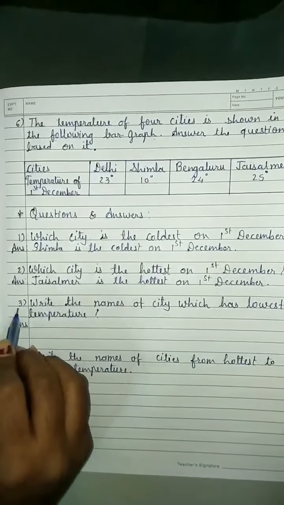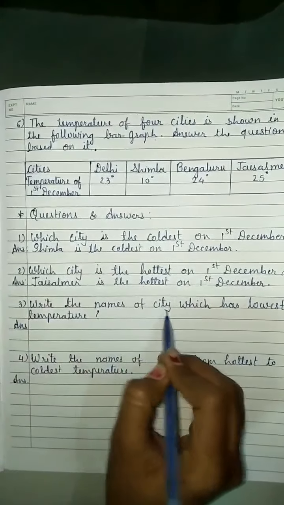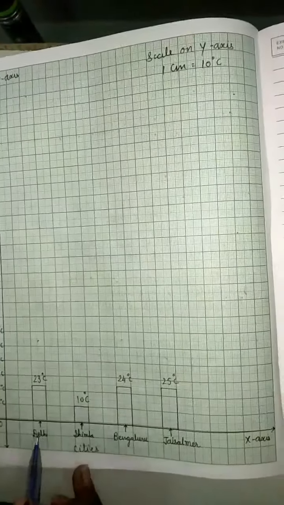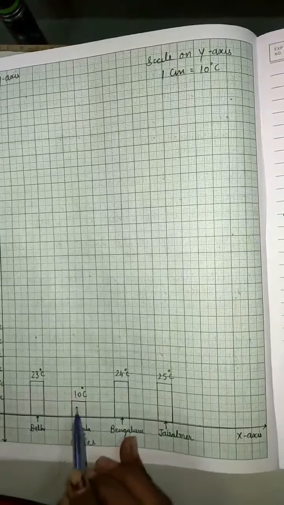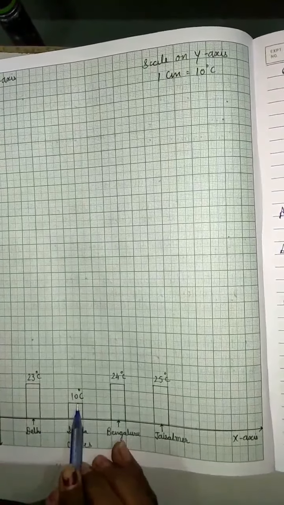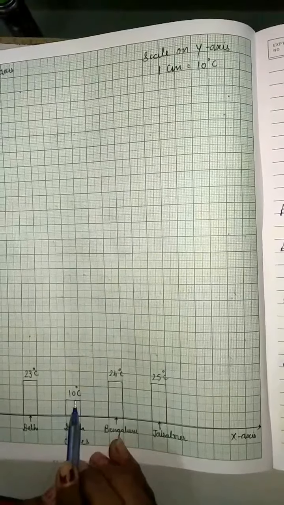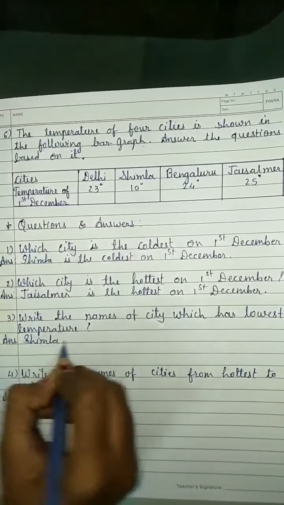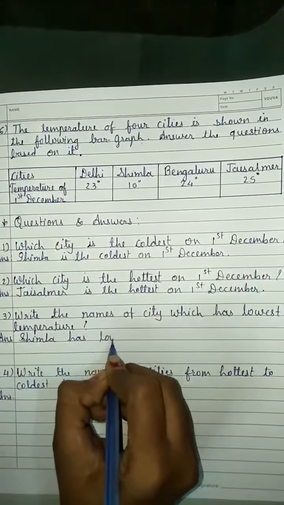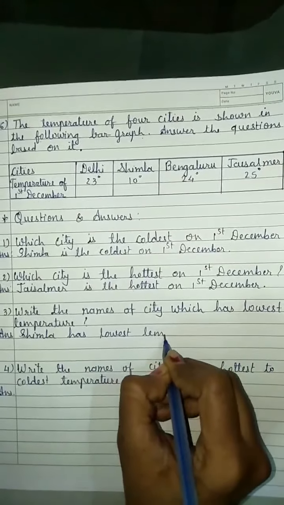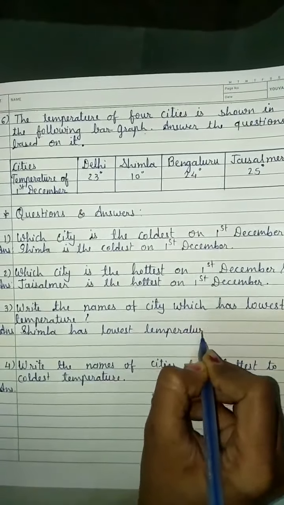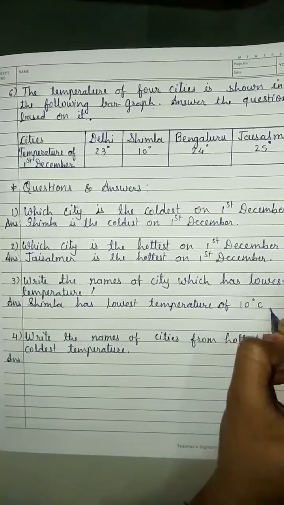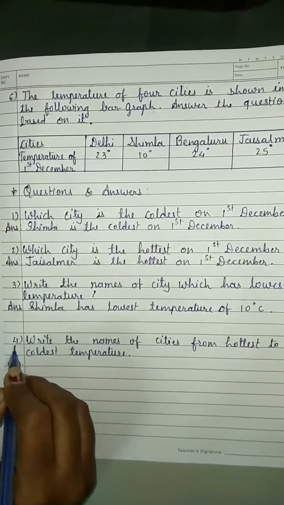Now let's read third question. Write the name of the city which has the lowest temperature. Okay, let's see in the bar graph. So here we can see that Shimla has the lowest temperature, and that is 10 degree centigrade. So let's write in our answer: Shimla has the lowest temperature of 10 degree centigrade.